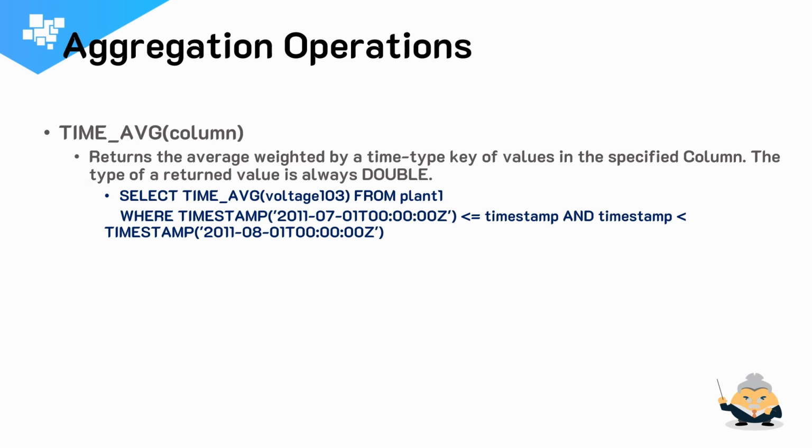The weighted average is calculated by dividing the sum of products of sample values and their respective weighted values by the sum of the weighted values. So that's basically how it works.